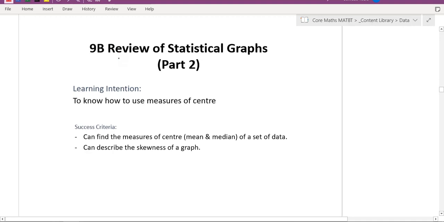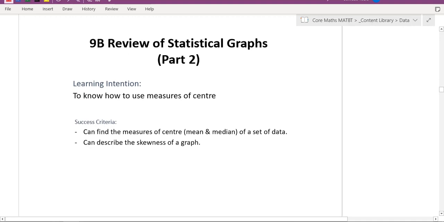Alright, so 9B, part 2 here, we're going to look at measures of center. So when we talk about the measures of center, we're talking about a single number that represents the whole set of numbers, basically a center or a middle representation of all the numbers. And there are different ways to find measures of center. You've probably already used some of these before, like the mean and the median. And one thing that's not included here is the mode. So I would put that in there as well.